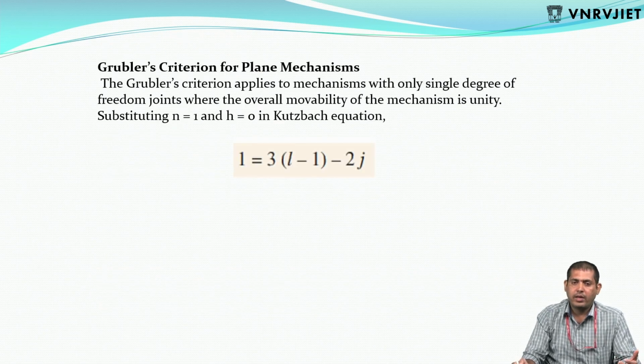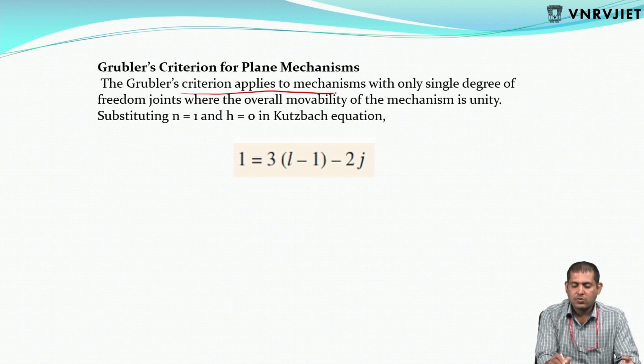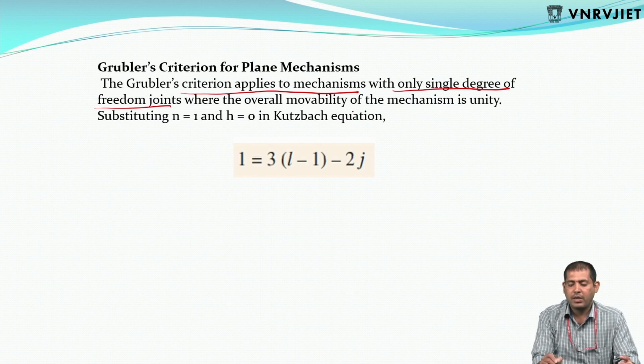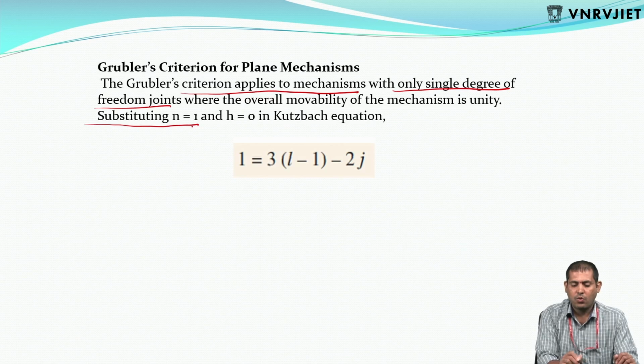Next, the Grubler criteria. It says that the Grubler criteria applies to mechanisms with only 1 degree of freedom joints, where the overall movability of the mechanism is unity, it's 1. So the mechanism should produce 1 degree of freedom. That's all Grubler's criteria says. Substituting N is equal to 1, H is equal to 0 in the Kutzbach equation, then 1 is equal to 3(L minus 1) minus 2J.